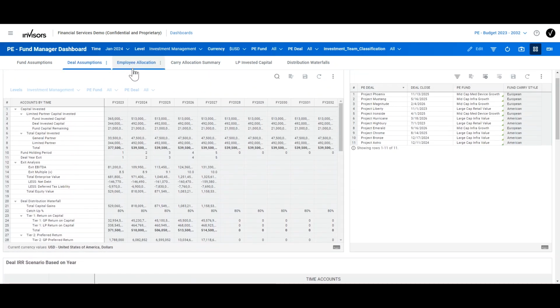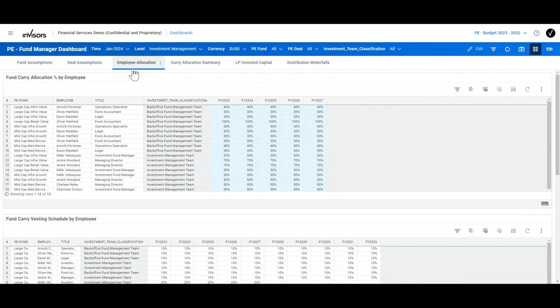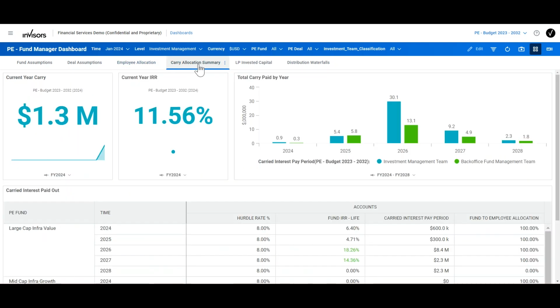Moving on to the next tab will be a part of our employee allocation for carried interest. Here we can put in our percentage by employee as well as a vesting schedule by fund. Moving on to the next tab, we can see a picture across multiple years in terms of IRR and carry as well, fund by fund.